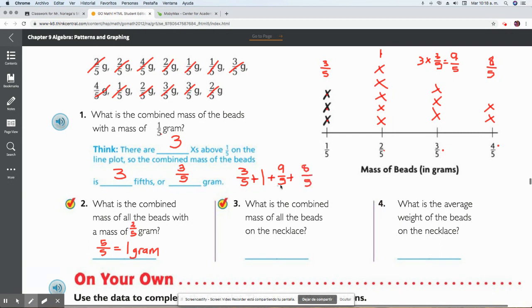Since all of the fractions have the same denominator, I don't have to worry about finding the least common denominator, writing equivalent fractions, and then adding. So what is 3 plus 9? 3 plus 9 equals 12. 12 plus 8 would be 20. So 20/5. What number times 5 equals 20? So this can be simplified to 4. What is 4 plus 1? 5.